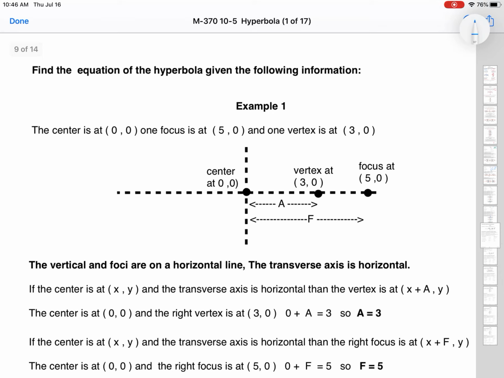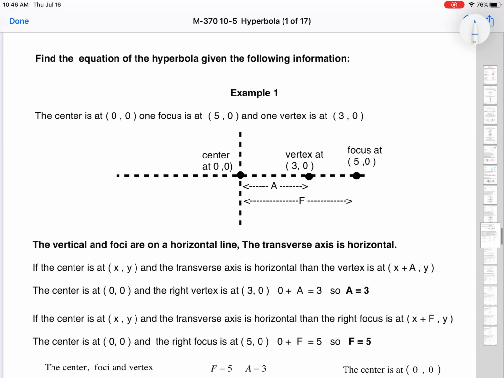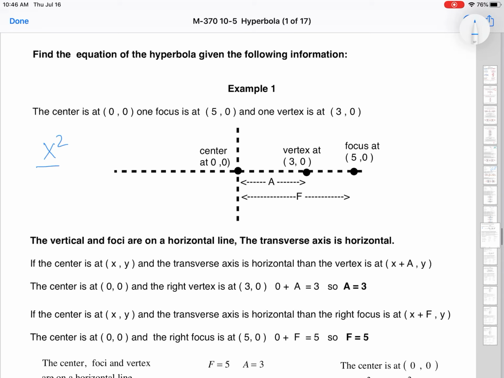You'll be asked to come up with an equation utilizing a focus and a vertex that's given. Right? Center's at 0, 0. There's a focus. There's a vertex. And we're just going to walk right through this process. So what do we know? We know things are happening in the x direction. So right away we know it's x squared minus y squared is equal to 1.